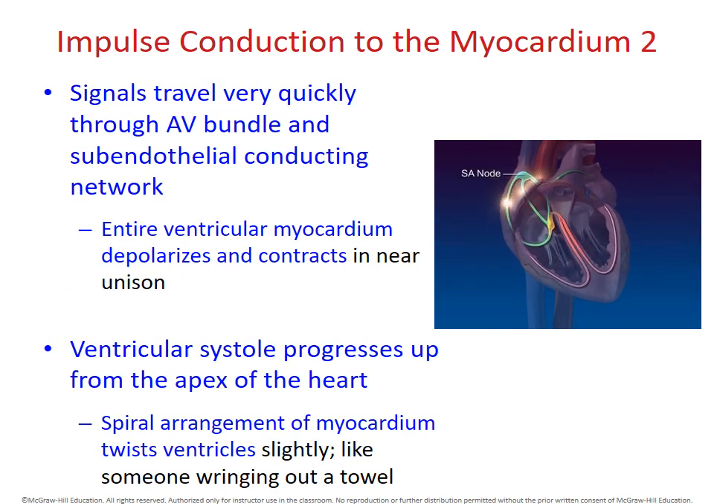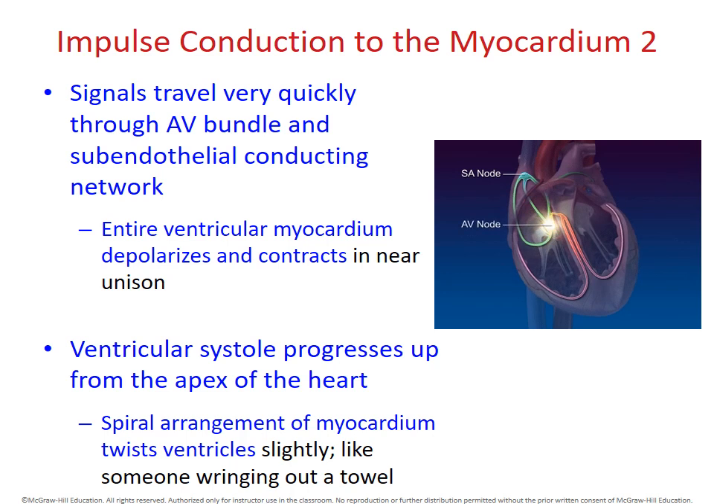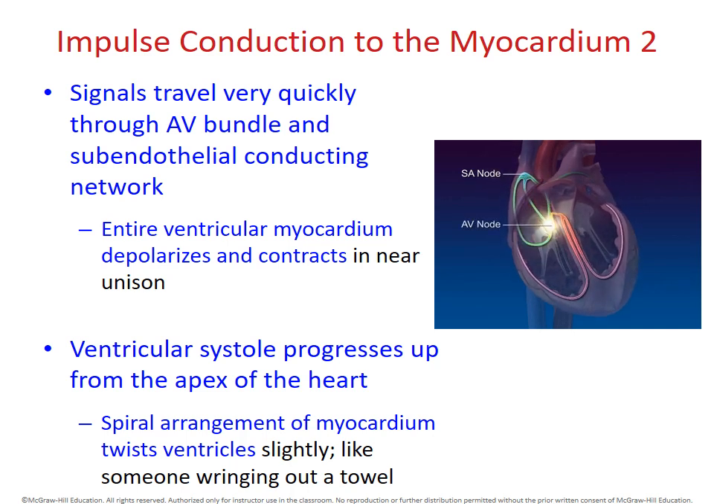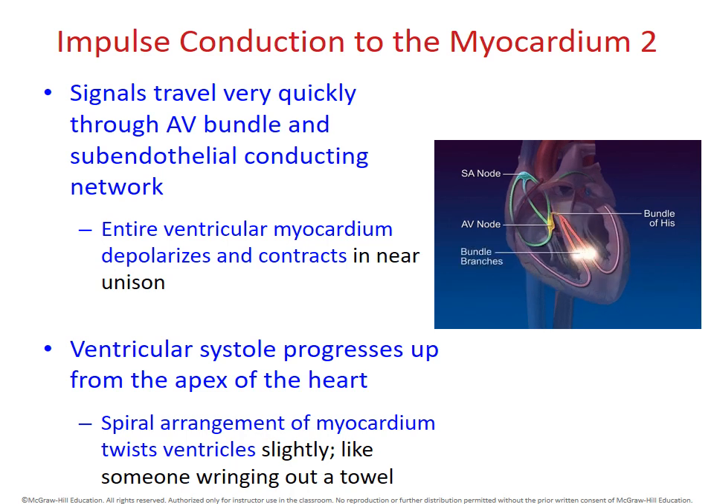Once it goes through the AV bundles, we do see that the signal will start to speed up a little bit more. And finally, we see that the ventricular systole, or contraction of the ventricle, will progress from the apex up. The reason for that is if you're taking a look at the diagram, you're seeing how the bundle of His gets all the way down to the apex before the Purkinje fibers bring it back upwards.